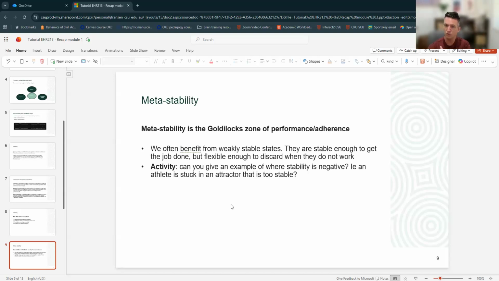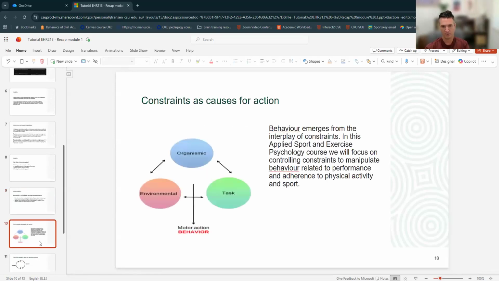So what we sometimes look for is something called metastability. And I call it the Goldilocks zone of performance or adherence, because metastability is a stable state, but it's weakly stable. That means it's stable enough to get the job done, but when it doesn't work, we can discard it and try another metastable state, right? We don't have to do this activity, but I recommend you think about this at home. Give an example of where stability is negative. For example, if an attractor is stuck in a state that is too stable. We've given some examples here, but again, you can think about that at home.